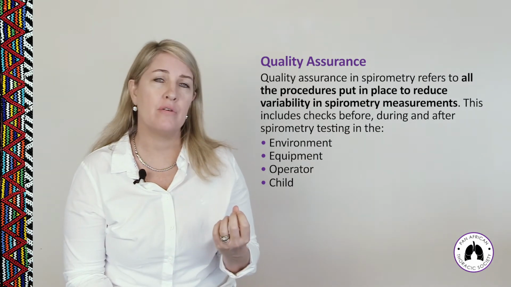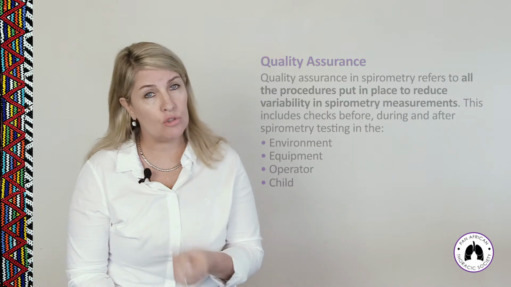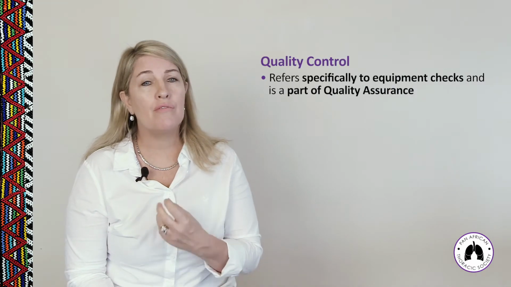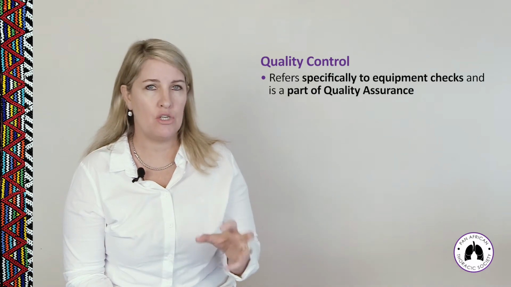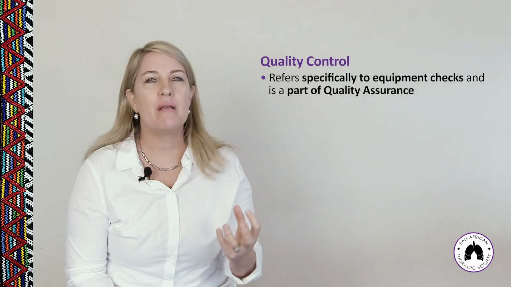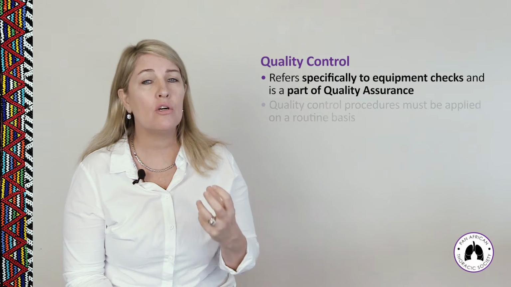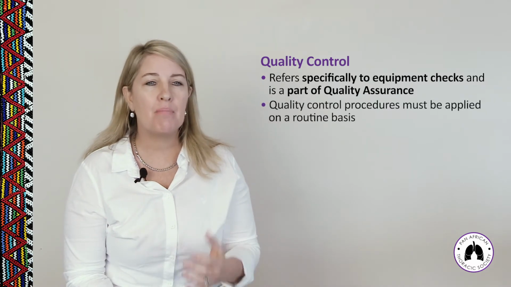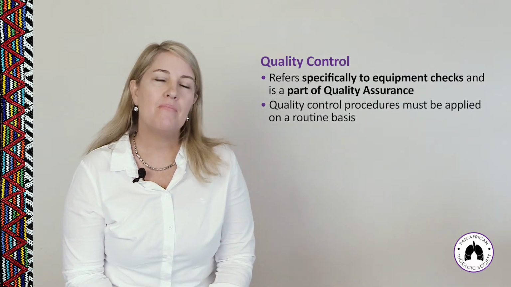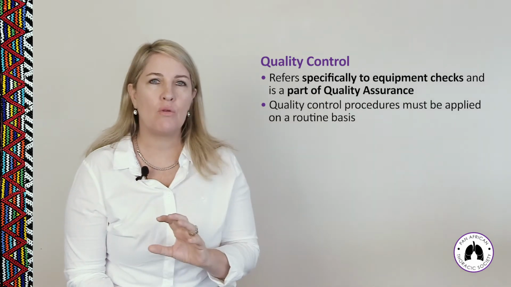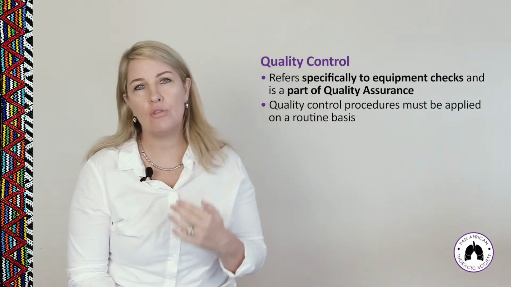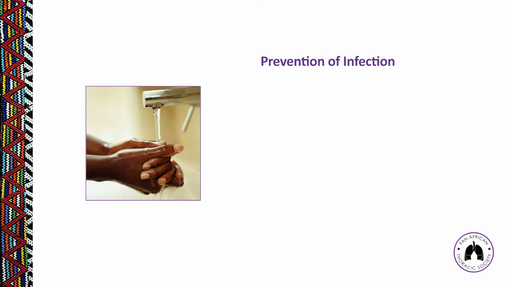The one is quality assurance, and the other one is quality control. Quality control refers specifically to equipment checks and is part of quality assurance. So it is one aspect of quality assurance, whereas quality control procedures must be applied on a routine basis. The section that we're looking at now, Chapter 3, covers everything to do with quality assurance, and quality control is covered in Chapter 4. So the first thing in terms of quality assurance is preventing infection in spirometry.